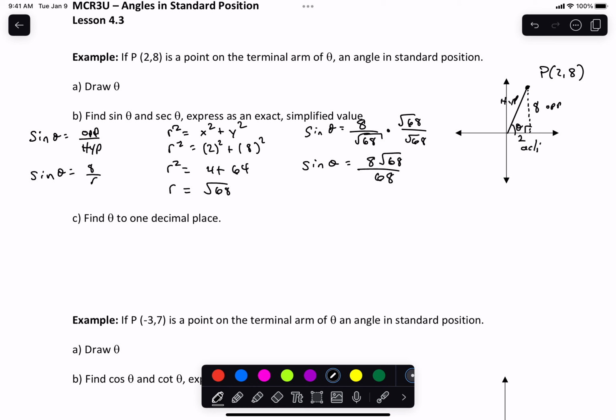We always have to express it exactly, so we can't use decimals for roots. No decimals. It's always exact answers for this. Hence, this is like a question that would be on the non-calculator portion.